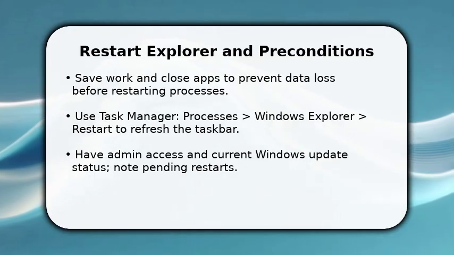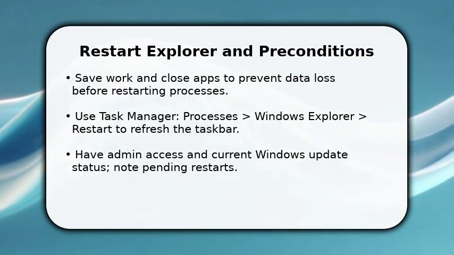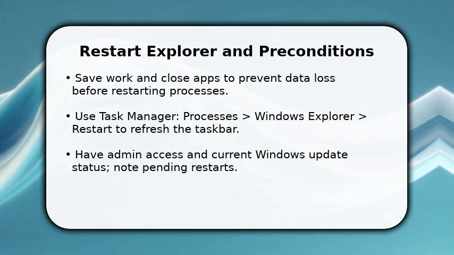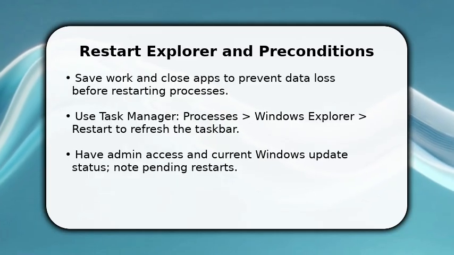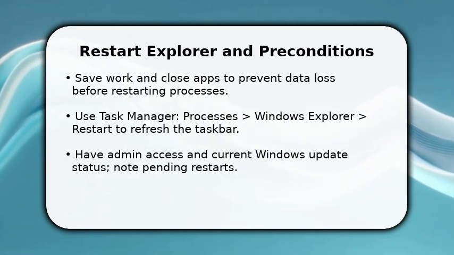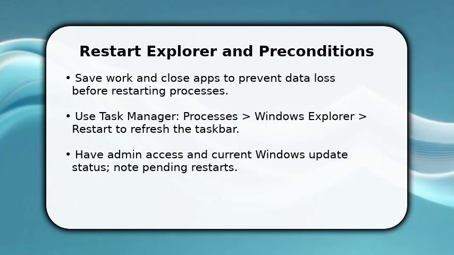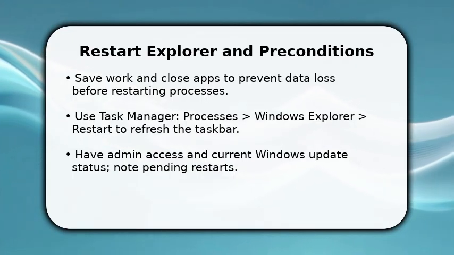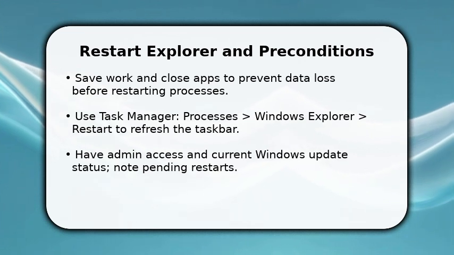You'll start by minimizing risk and refreshing the core shell. First, save open files and close non-essential apps so a process restart won't corrupt data. Open Task Manager with Ctrl+Shift+ESC, find Windows Explorer under Processes, then click Restart. This reloads the taskbar and often fixes icons, missing search, or unresponsive zones. If Explorer isn't listed, use File Run New Task and type Explorer.EXE. Once done, make sure nothing else is blocking the shell.